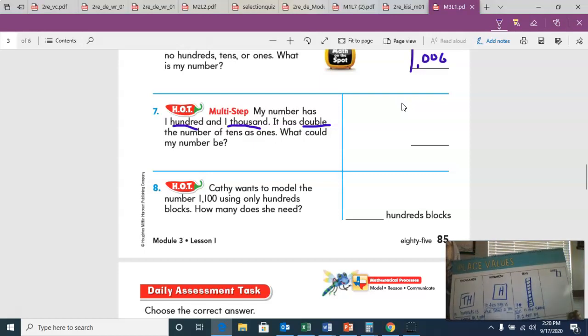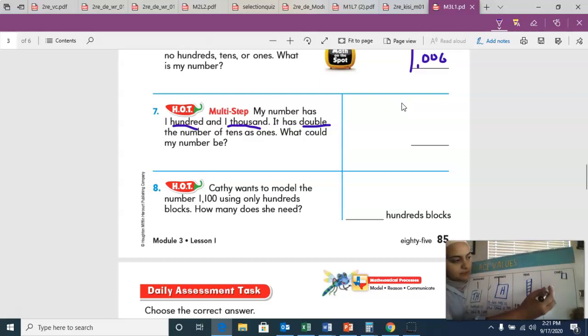All right, my number has 100 and 1,000. So what am I going to put in the thousands place? 1. What am I going to put in the hundreds place? 1. I know the comma goes here. It has double the number of tens as ones. So whatever the ones is, it has double tens. You can pick whatever ones number you want. In the ones, I'm going to pick 2.